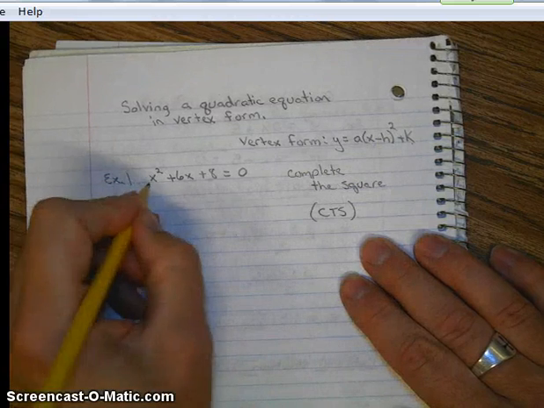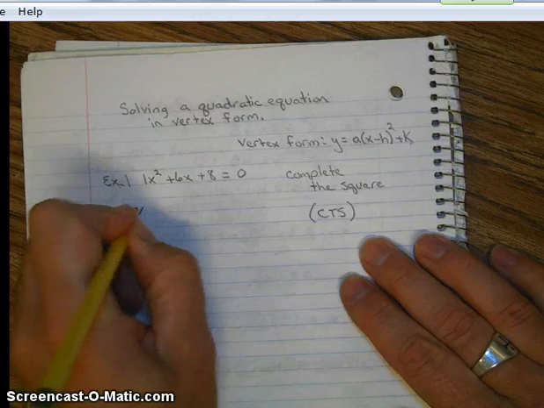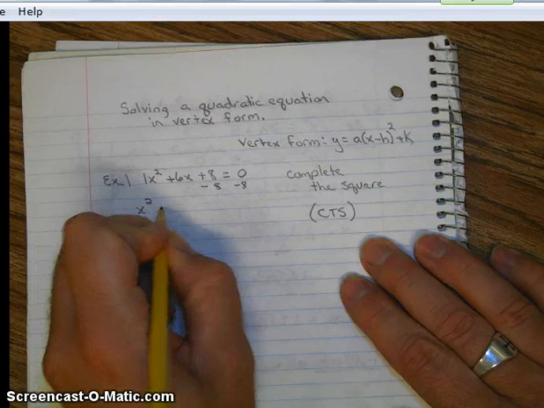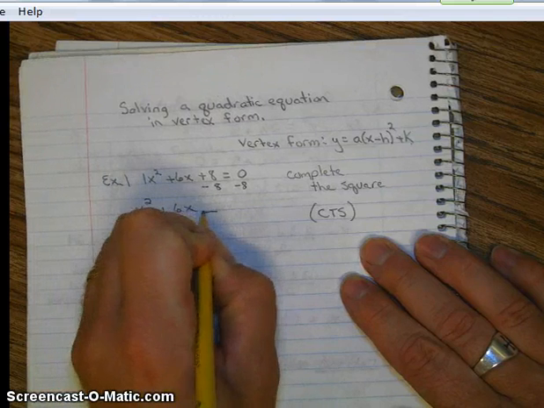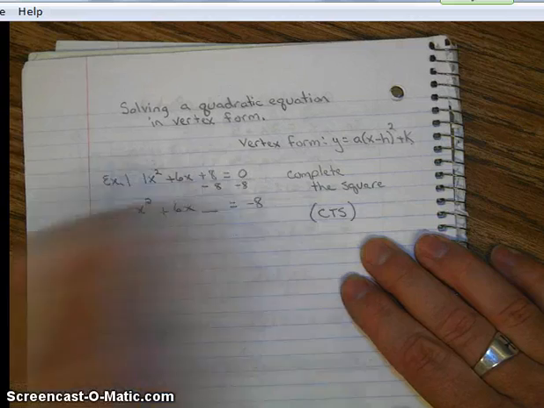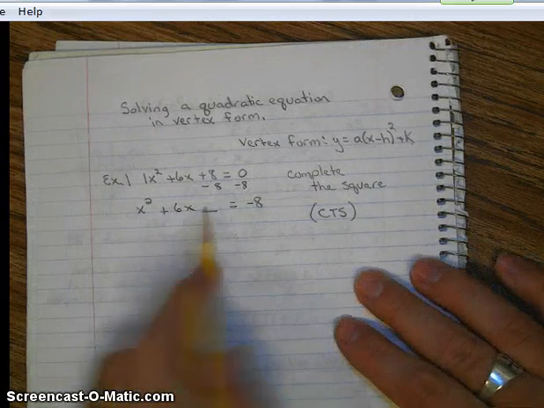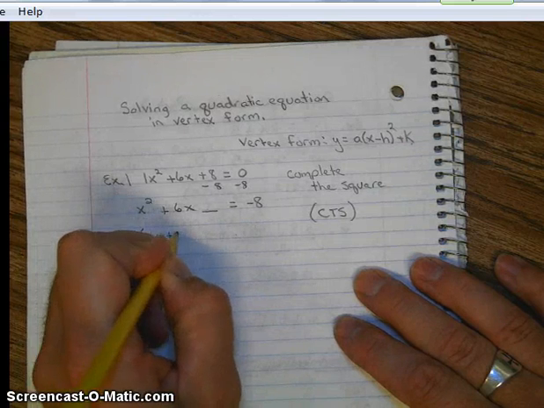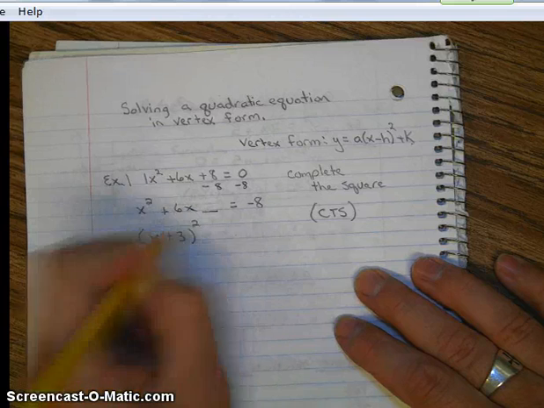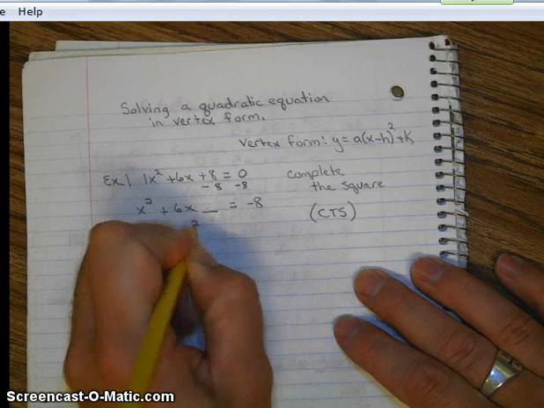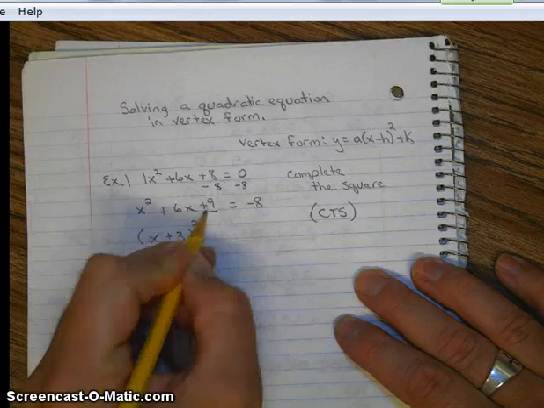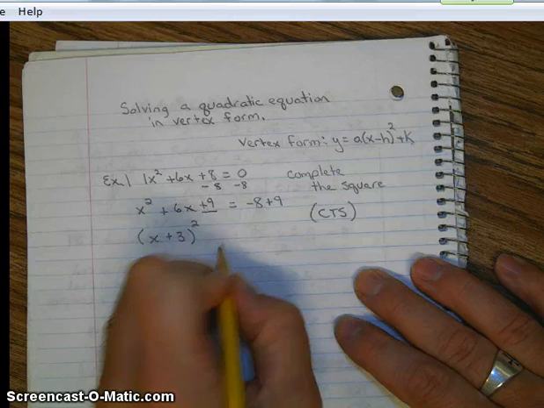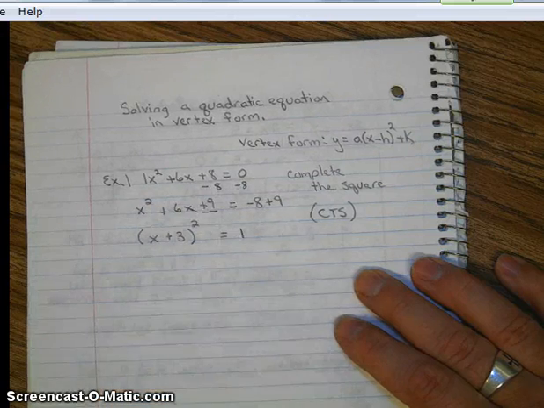So here we go. Notice that our a value is 1, so we're going to go ahead and move the constant over. I'm going to go through this relatively quickly because we've already learned this. Remember, we leave a blank. Now I'm going to change forms. So x, half of 6 is 3. Then we square it. 3 squared is 9. If we add 9 on the left, we have to add 9 on the right. Okay?